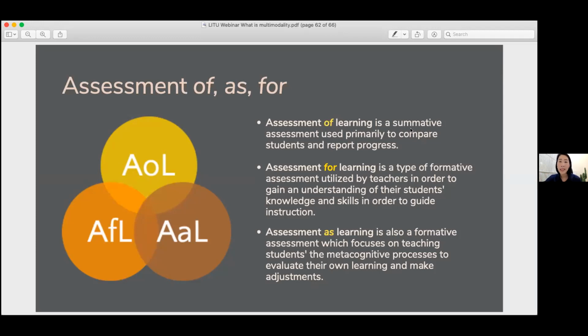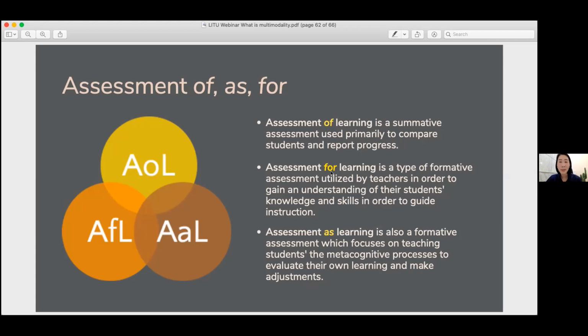This is summative assessment used primarily to compare students and report progress. It's a very traditional form of assessment where you ask your students to do something at the end, probably like a midterm and final exam or things like that. That would be assessment of learning. But there is another type. Of course, as you know, we have summative and formative assessments. But formative assessment can be divided into two subcategories.